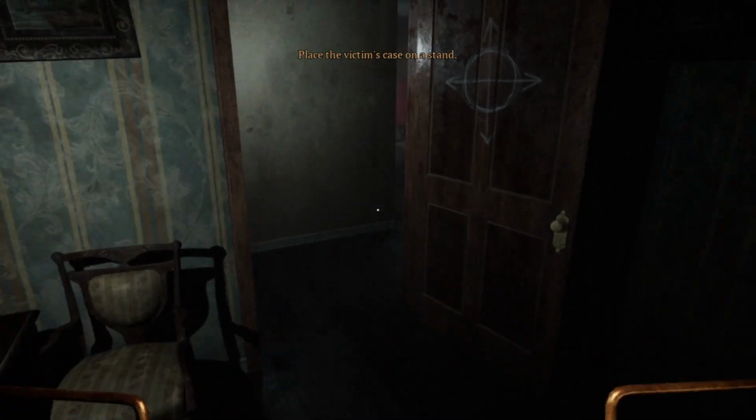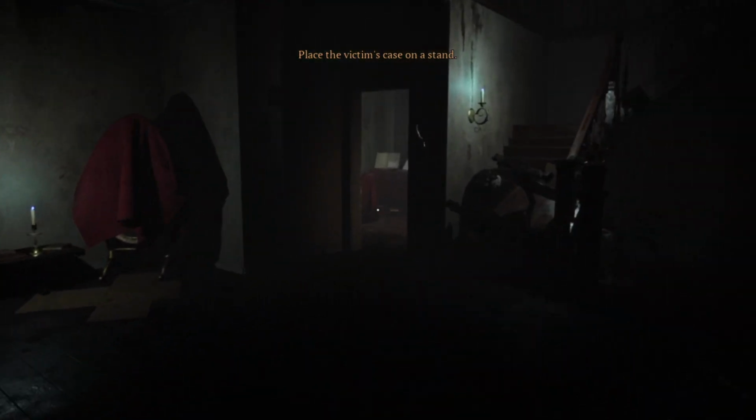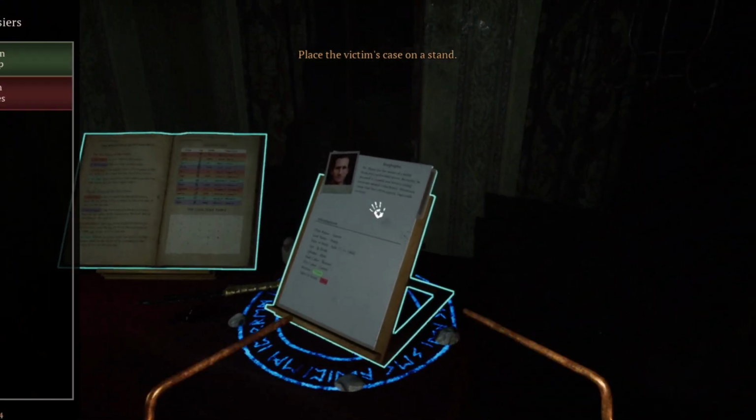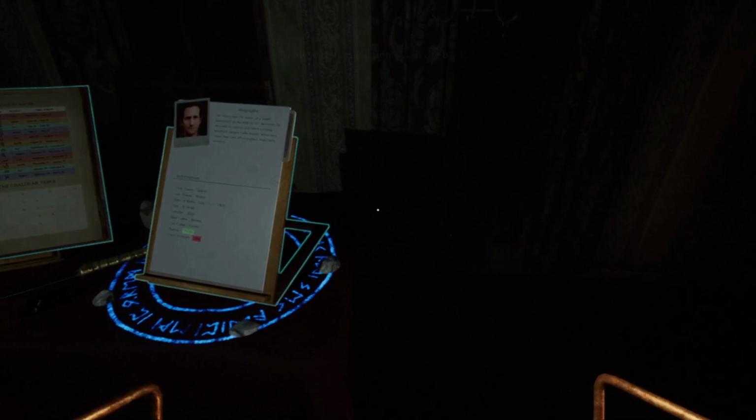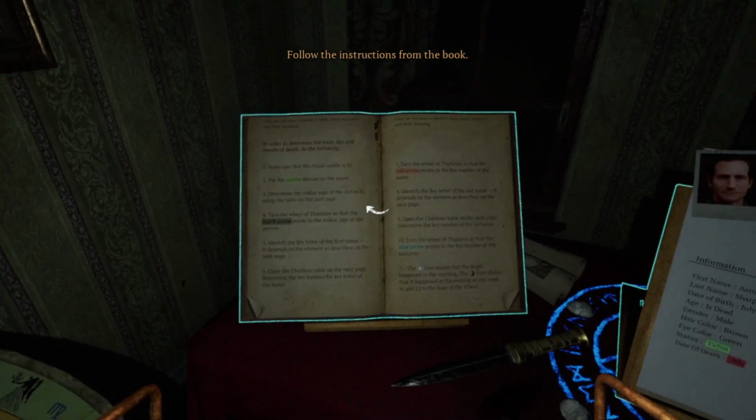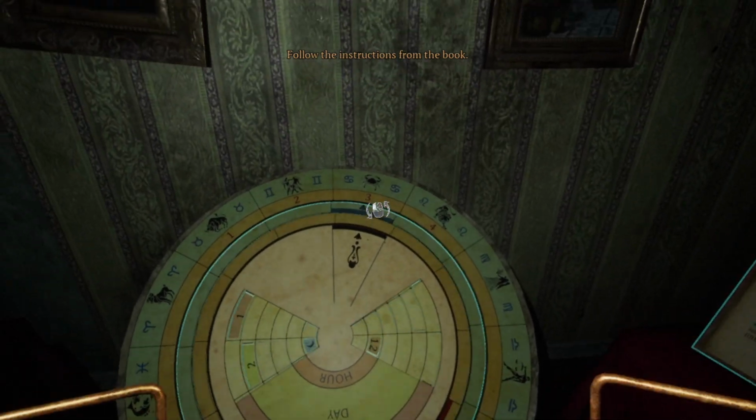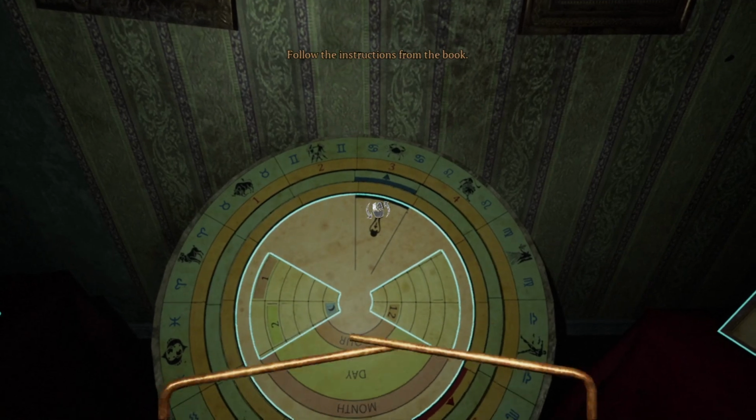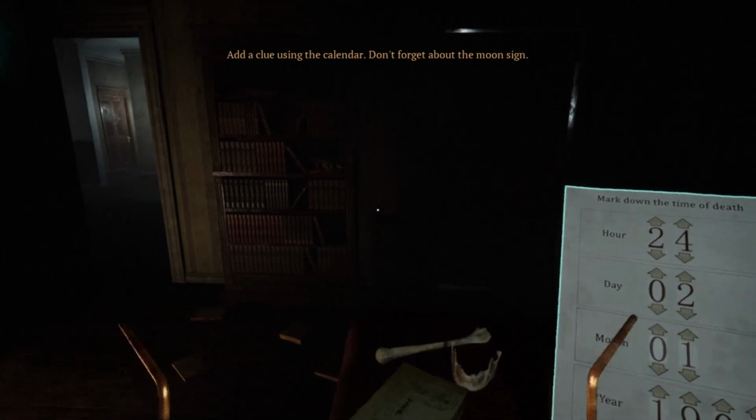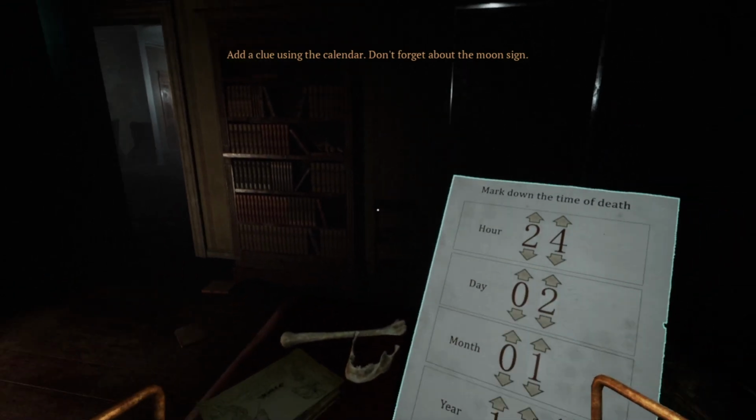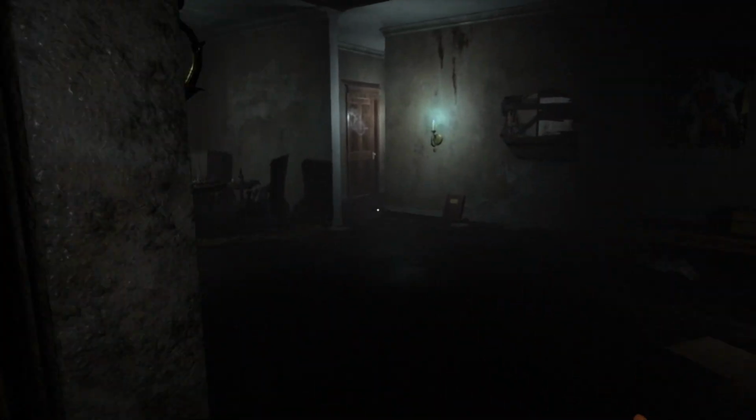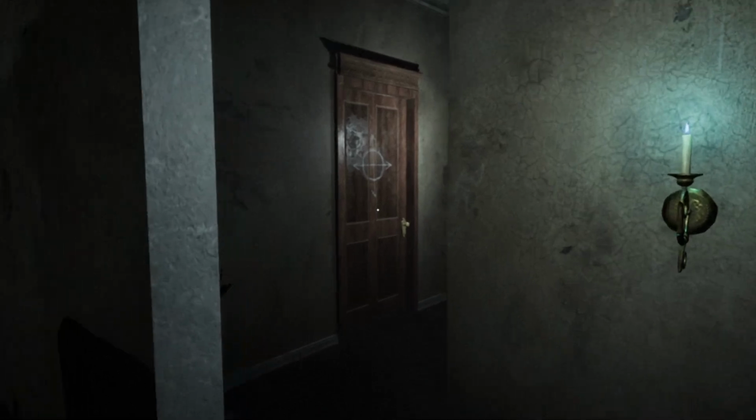Oh, it's wanting me to redo it over here. Trying to walk me through it, even though I already read. Alright. There we go. Yeah, I followed the instructions from the book. Alright. So we have accomplished that.